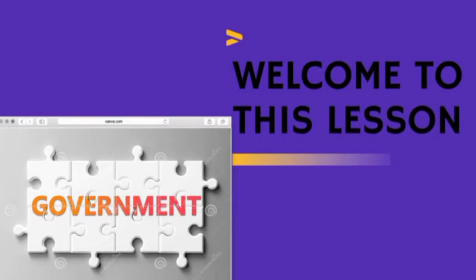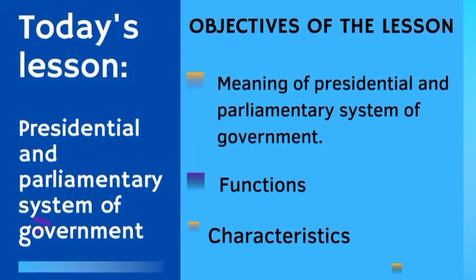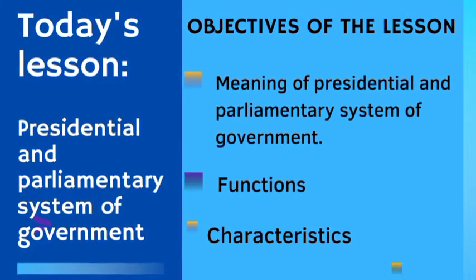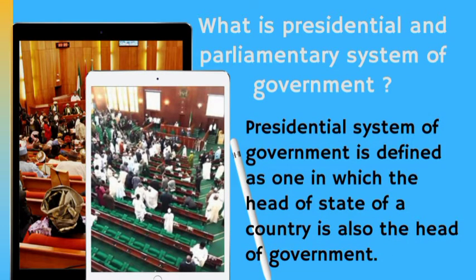It is another beautiful term, and we're going to be learning about so many topics. Today we have presidential and parliamentary system of government. The objectives for this lesson are you should be able to know the meaning of presidential and parliamentary system of government, the functions of the president as the head of state and as the head of government. And you also need to know the characteristics of presidential system of government. What is presidential system of government?